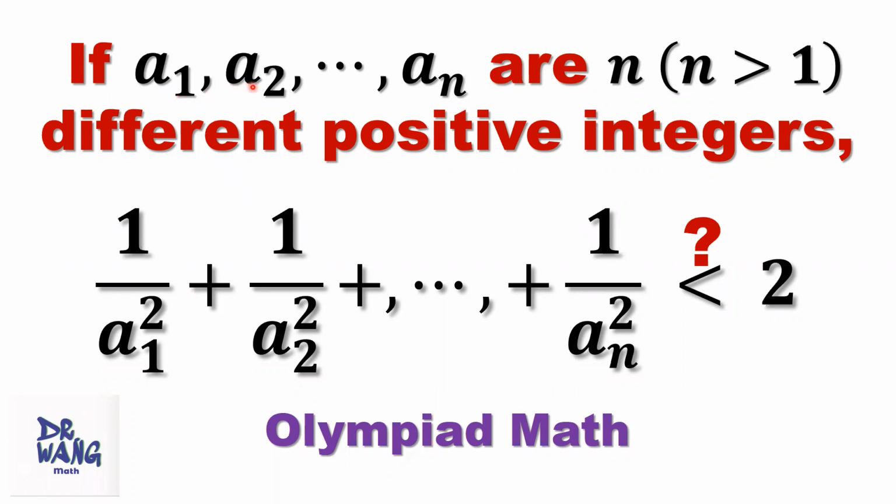Here is the question. If A1, A2 till AN are N different positive integers, so here at least we have 2 here, the sum of this is less than or equal to 2. Can you prove this?